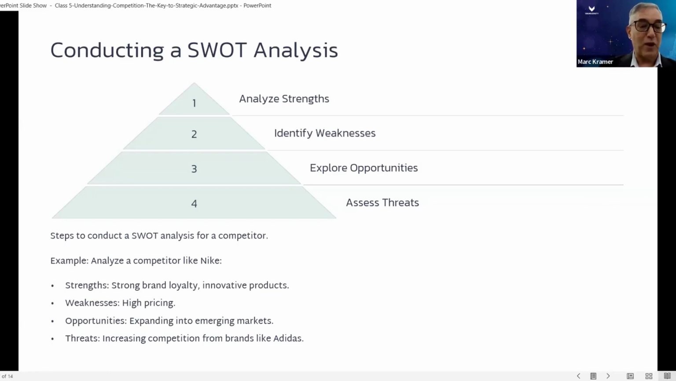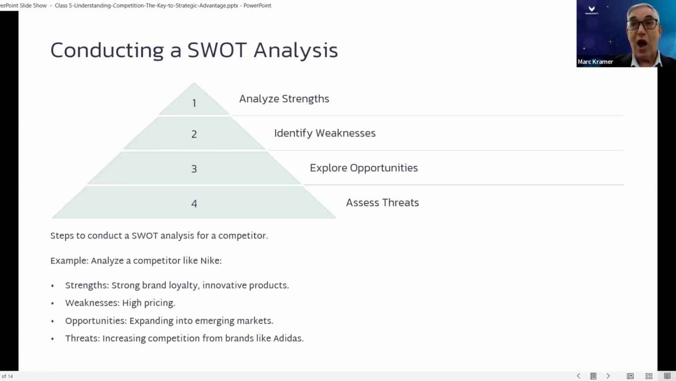So some of the strengths you'd be looking at are strong brand loyalty, innovative products. A weakness could be, hey, you're charging more than everybody else is charging for the same type of product. Opportunities could be expanding into emerging markets. Meesway started in China. Now it has 46,000 locations throughout Southeast Asia and China. A threat could be increasing competition from brands like Adidas.